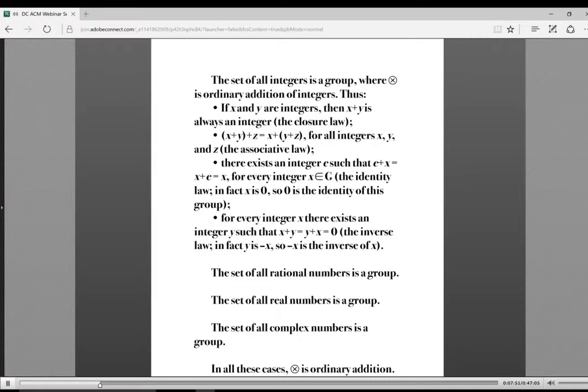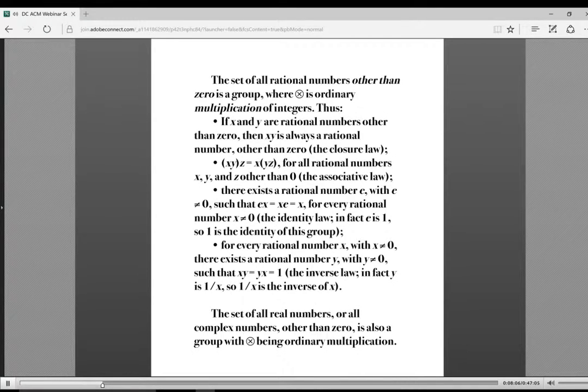Now, more groups. The set of all rational numbers is a group. The set of all real numbers is a group. The set of all complex numbers is a group. In all these cases, cross is ordinary addition. Next slide, please. Now, completely different kind of group. The set of all rational numbers other than 0 is a group where cross is ordinary multiplication of integers.